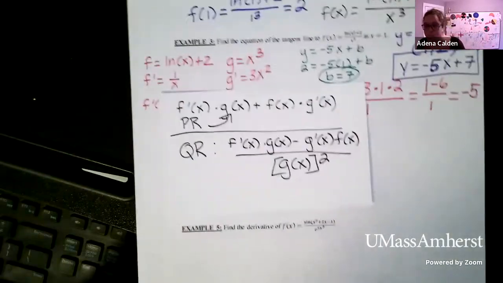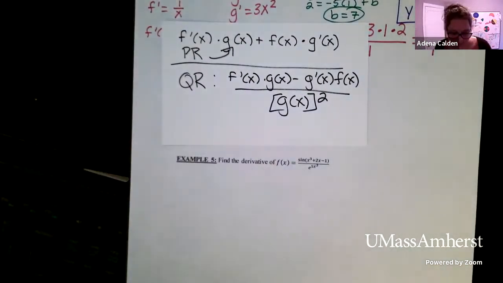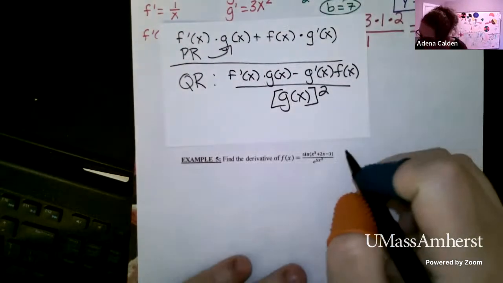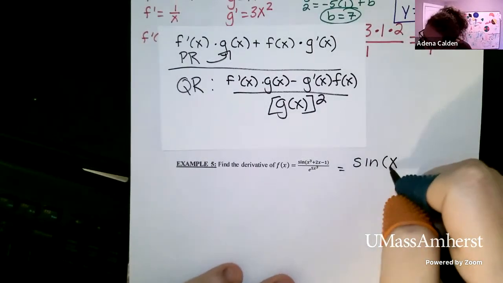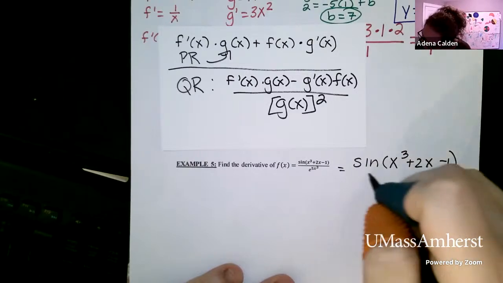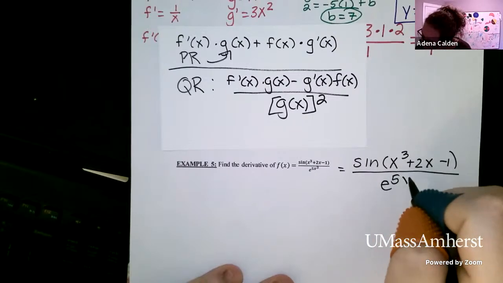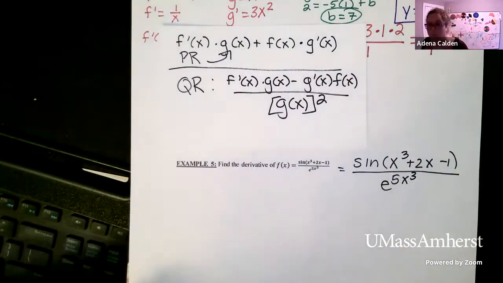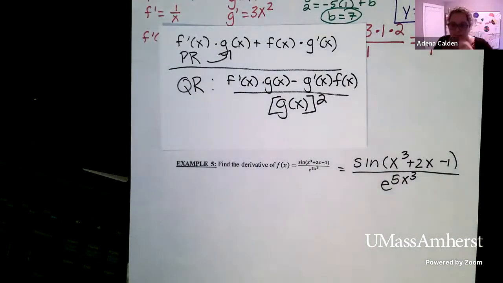Okay, so the function that we're looking at here, and I'll write this a little bit bigger. We're going to look at sine of x cubed plus 2x minus 1 divided by e to the 5x cubed. Okay, so we definitely have a quotient. We have something over something else.